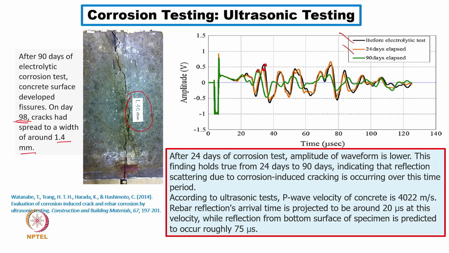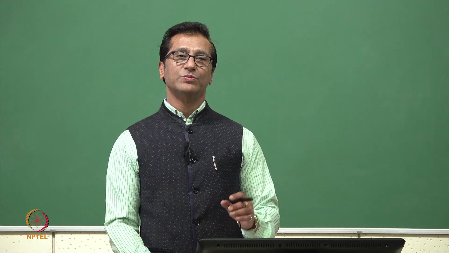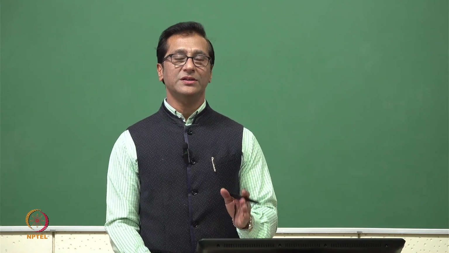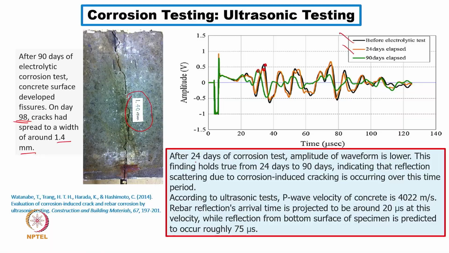So as it was mentioned, the response comes down. As the response comes down, naturally something is wrong, and then if it is calibrated, it can be simulated, then there are possibilities of the crack over here. So this has been done. So what we say is that after 24 days of corrosion test, the amplitude of the waveform is lower, that has been shown, this is the black color, this is the orange color after 24 days, and this is after 90 days. This finding holds true from 24 days to 90 days, indicating that the reflection scattering due to corrosion induced cracking is occurring over time.